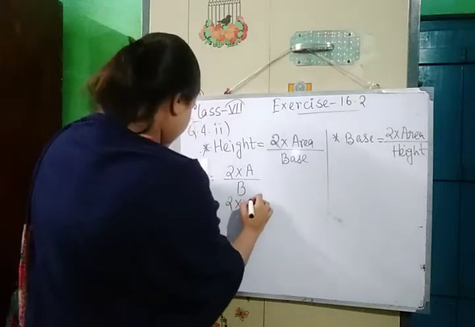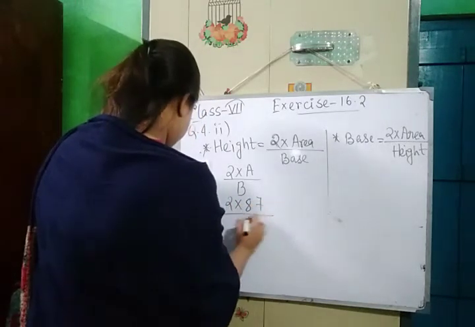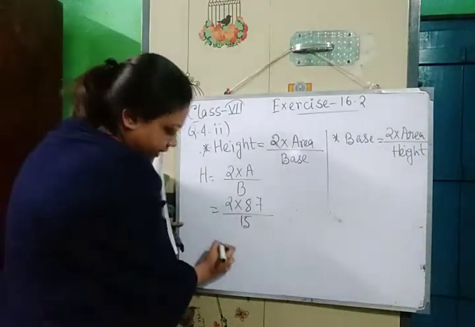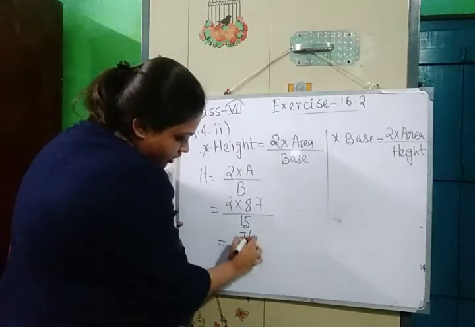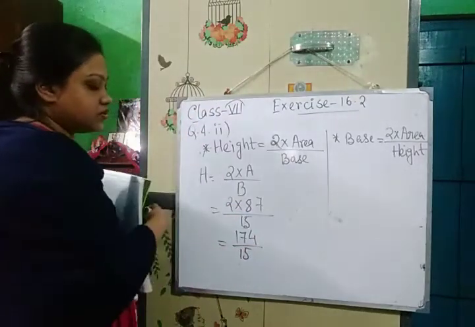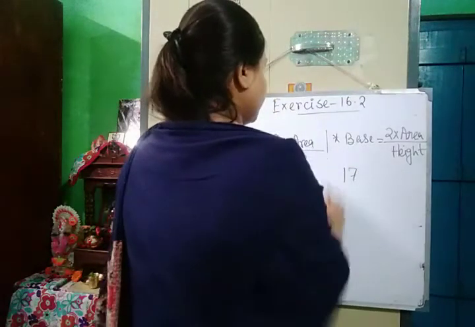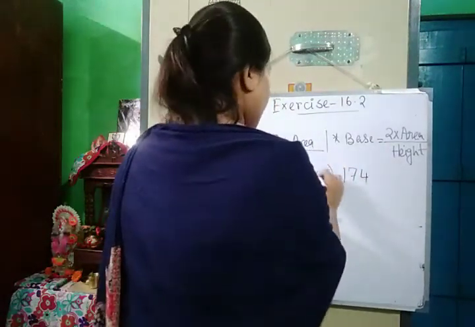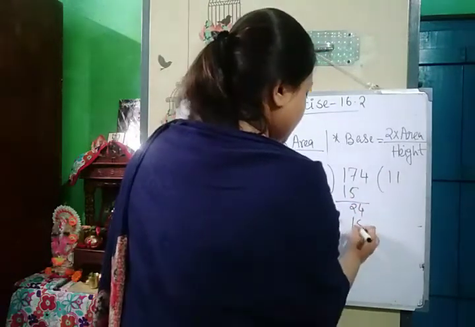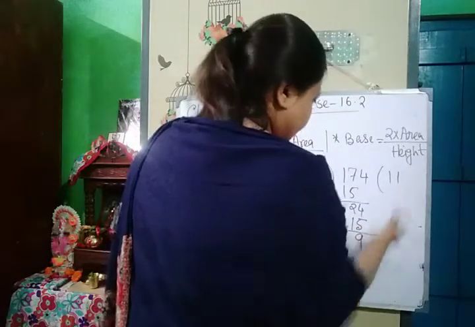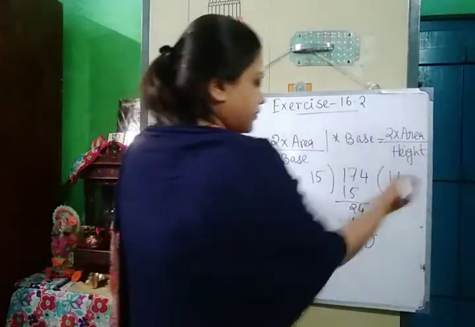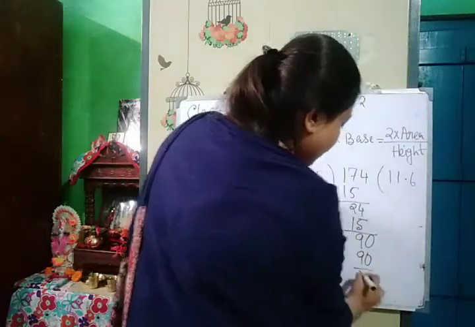So 2 into area is given as 87 and base is 15. So just find out the height. So now we need to first multiply 87 with 2. It will be 174. Okay. 174 divided by 15. So the division I am showing you here. 15 ones are 15. 2, 4 again 15 ones are 15. 9. Point we will take and 0 we will take. 15 6 are 90.